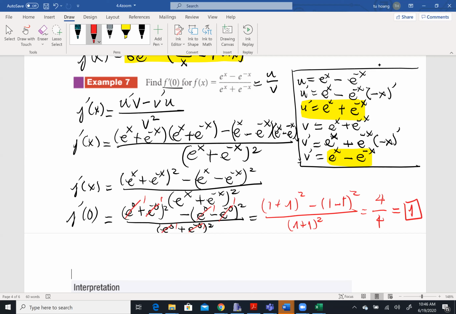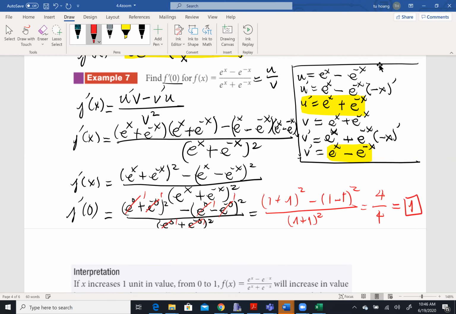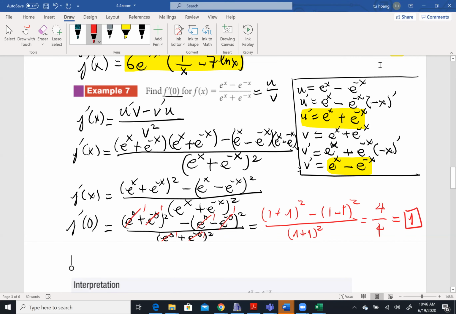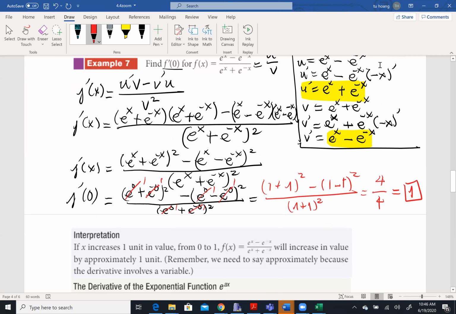The question doesn't ask you to interpret this function, but in the future, if a question asks you to interpret the function, then you're going to say if x increases 1 unit in value from 0 to 1, then the function f(x) will increase in value by approximately 1 unit. And remember that we need to say approximately, okay?